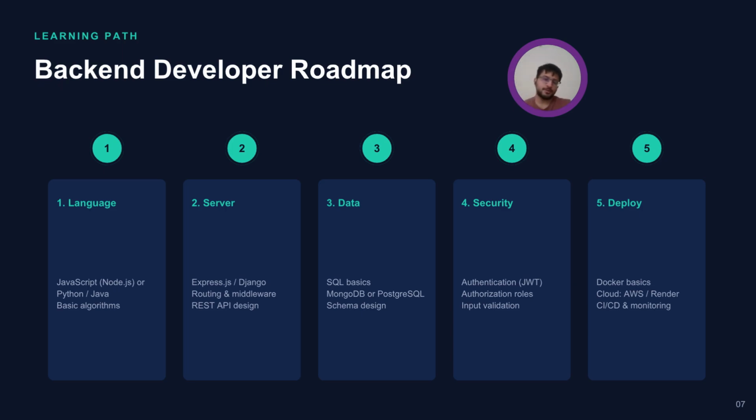When we start the backend roadmap, start with your language. I recommend JavaScript through Node.js, because it pairs perfectly with the front end. Then learn a server framework like Express and REST APIs, and get comfortable with databases like SQL, MongoDB, and PostgreSQL. After that, learn security, authentication, and authorization, plus input validation. Finally, learn to deploy, and use hosting and monitoring for your app in production. So that was the backend roadmap you have to follow.